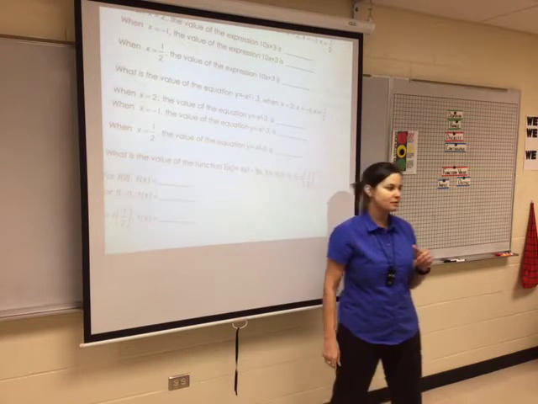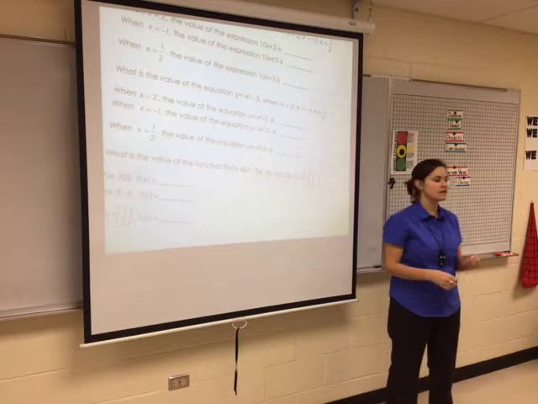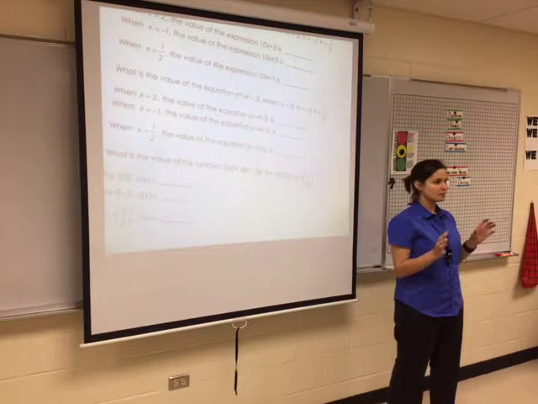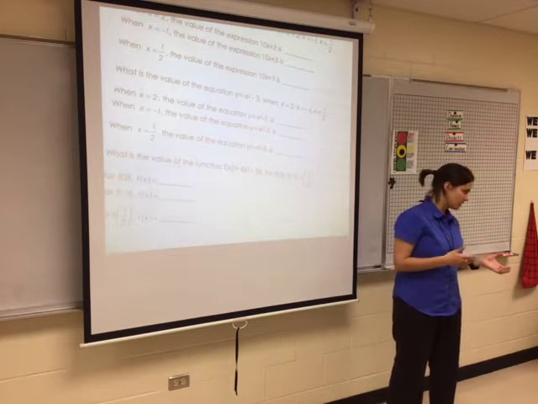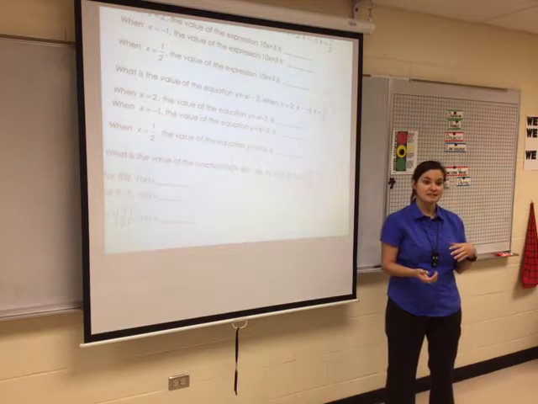Alright, so we're going to continue talking about functions. We've been talking about functions all week. Today we're going to talk about function notation. Do y'all remember last week when we were talking about whether something was or was not a function using the vertical line test, and then we talked about function notation at the end.